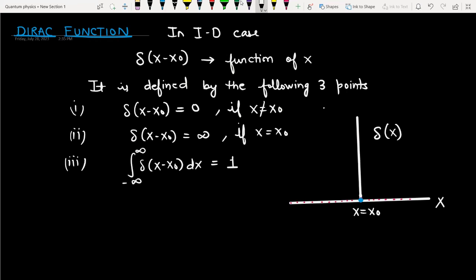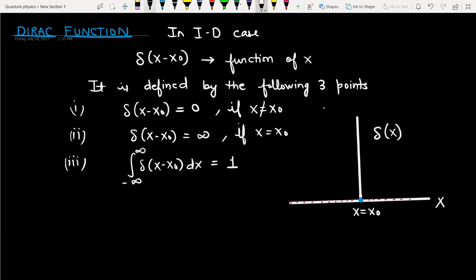So I told you that it's not a very nice function. It's a very awkward kind of function, that this Dirac function is 0 at points where x is not equal to x naught. That is, at all these red points, the function is 0, and at x equal to x naught, the Dirac function tends to infinity. You can see this straight line extends to infinity, and the area under this curve, from minus infinity to plus infinity, if you integrate this Dirac function, is 1.